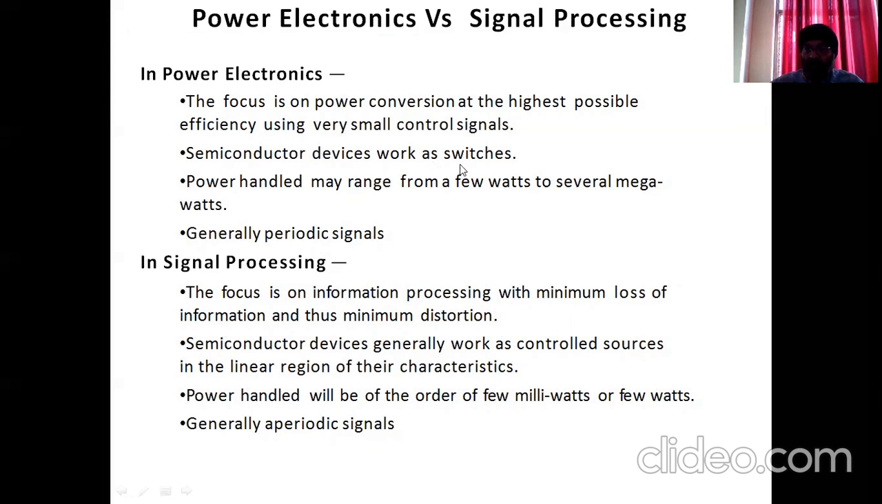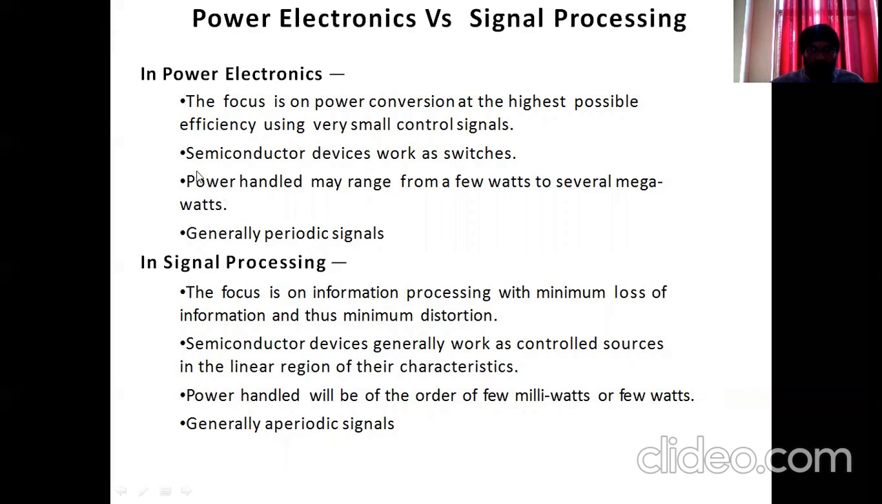Semiconductor devices in power electronics are used as switches. In signal processing, they are not used as switches. They are normally used in the linear region. Switches mean either on or off, either cutoff or saturation. But in signal processing, we are dealing with semiconductor devices in the third region, the linear region, as you have already studied in basic electronics. But still, I will be touching upon these things when I deal with the semiconductor devices in the next lecture.